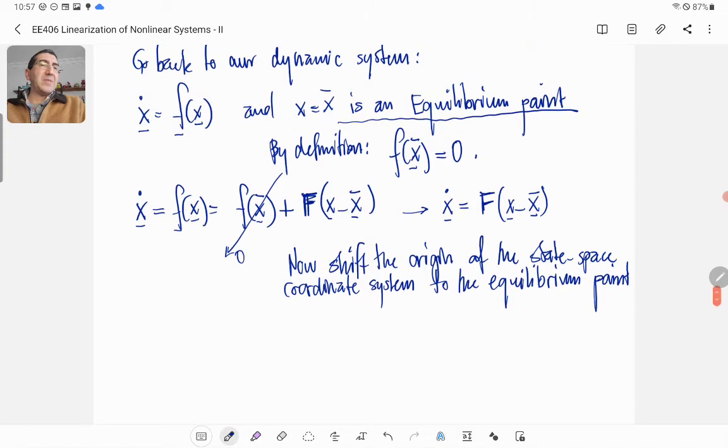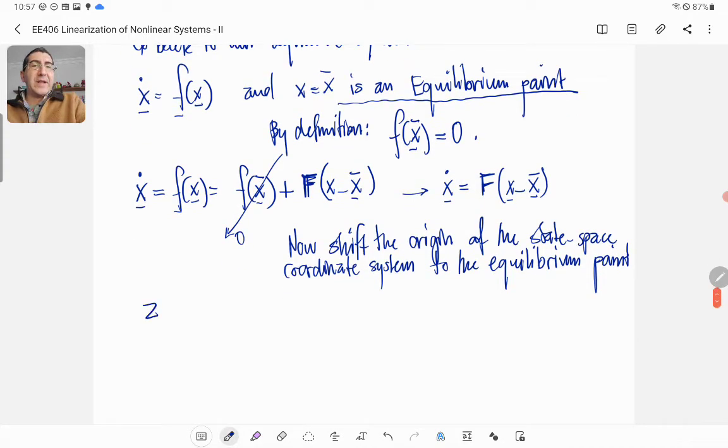And what does that mean? That means I define a new variable. I define it as that deviation from the equilibrium point. So what happens is that the derivative of z, because x bar is nothing but a constant, we basically have z dot is equal to x dot because the derivative of a constant is equal to 0.